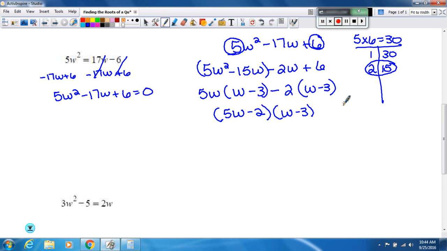Now, if it had not said solve, if it had just said factored, we'd be finished, but it did say solve. So what you want to do is you want to take the opposite of the constant. The opposite of negative 2 is positive 2, and anything stuck to your w just gets written as a denominator, comma, and this one, the opposite of negative 3 is positive 3, and you don't have anything stuck to your w. So you've got your two answers, 2/5 and 3.